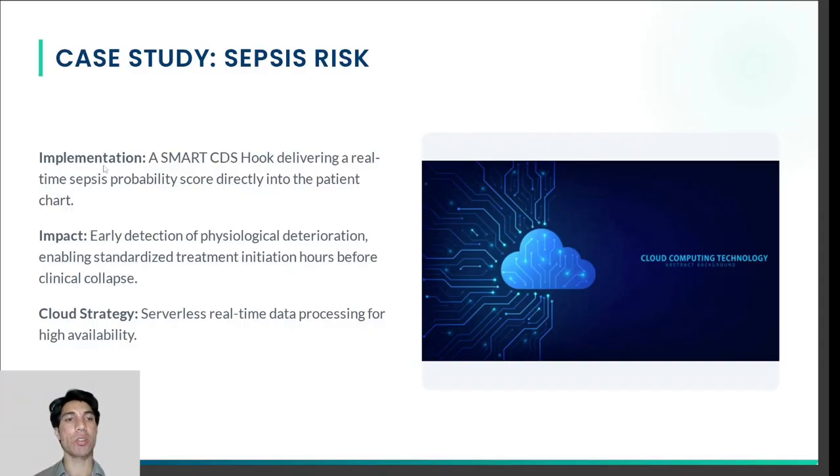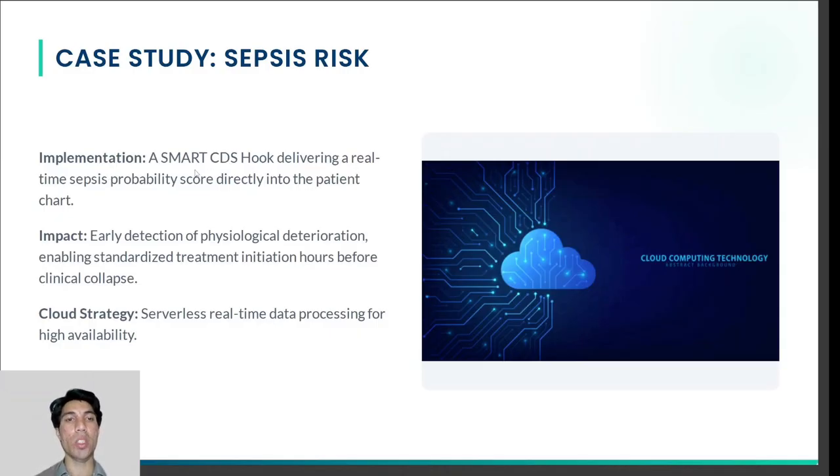So the implementation is very straightforward. A smart CDS hook is attached in our EHR system, which delivers a real-time sepsis probability score directly into the patient chart. So basically, first of all, we will train a machine learning model, or we will have some pre-trained model which calculates the probability score of sepsis based on some clinical markers.